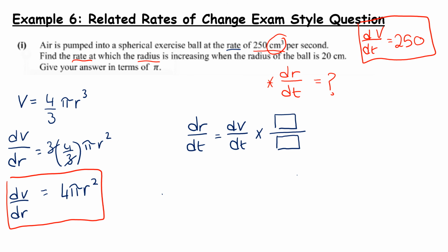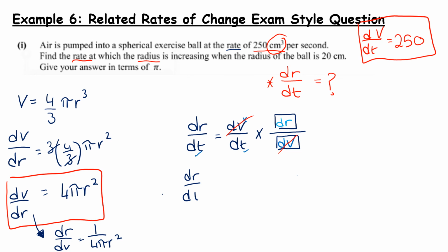So I look at this and I try to figure out, well, what will work? So I have my dt's, that's fine. I don't want my dv, so I'm going to bring the dv under the line because then these will cancel. And I do want a dr, which I don't have, so I'm going to have dr up here on top. So I want dr/dv. I don't have that, but I have dv/dr. So dr/dv is simply flipping it. It is the reciprocal. So 1 over 4 pi r squared.